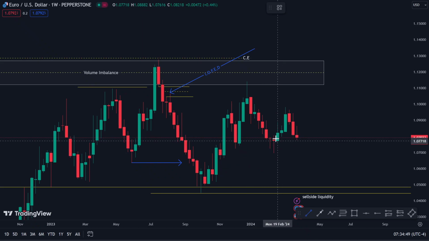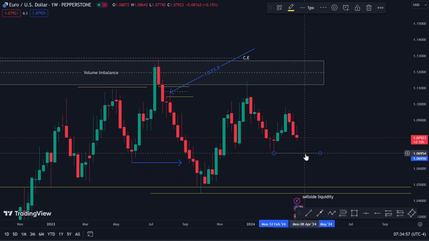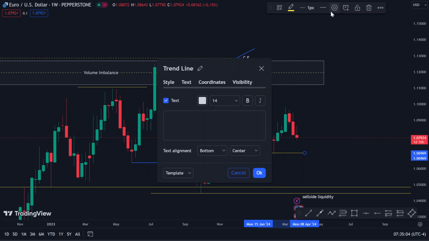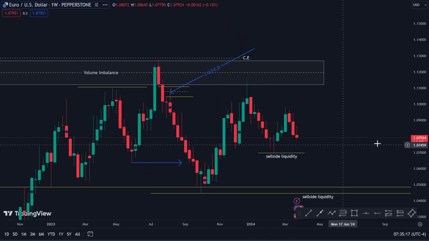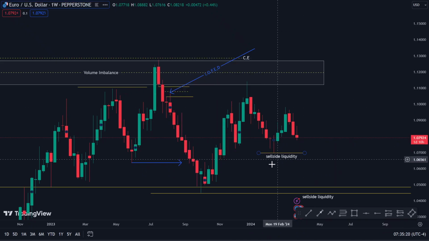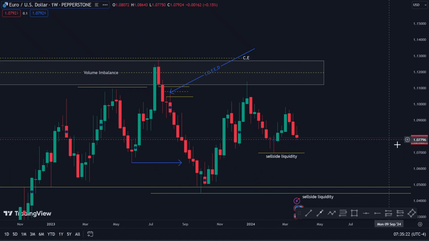And friends, what do we have below all lows? What do we have below all lows? We have our sell stops, sell side. We have sell stops below our old low. So this forms our sell side liquidity. That forms our sell side liquidity.